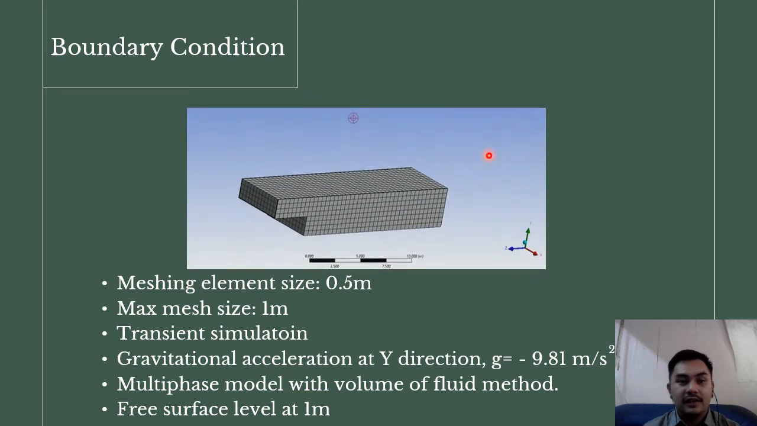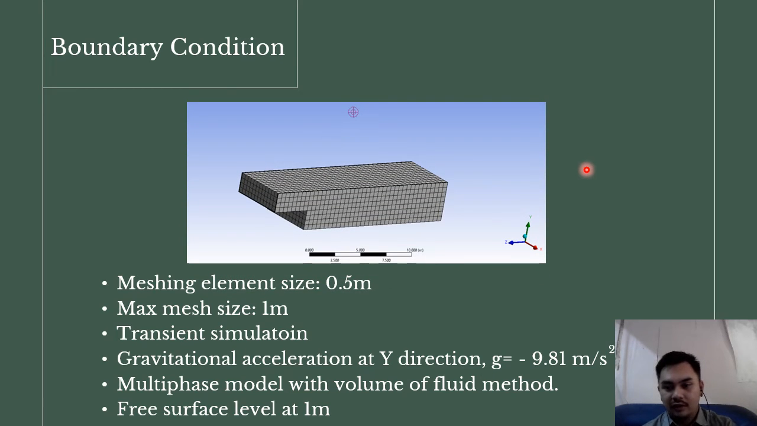As you can see, these are the boundary conditions, and this is the meshing that I have done. Before we start initializing the boundary conditions, we have to mesh the geometry first. The meshing element size is only 0.5 meter, and the maximum mesh size is 1 meter. Now, this is what we call a transient simulation, and the gravitational acceleration is set in the y direction with a value of negative 9.81 meter per second squared.